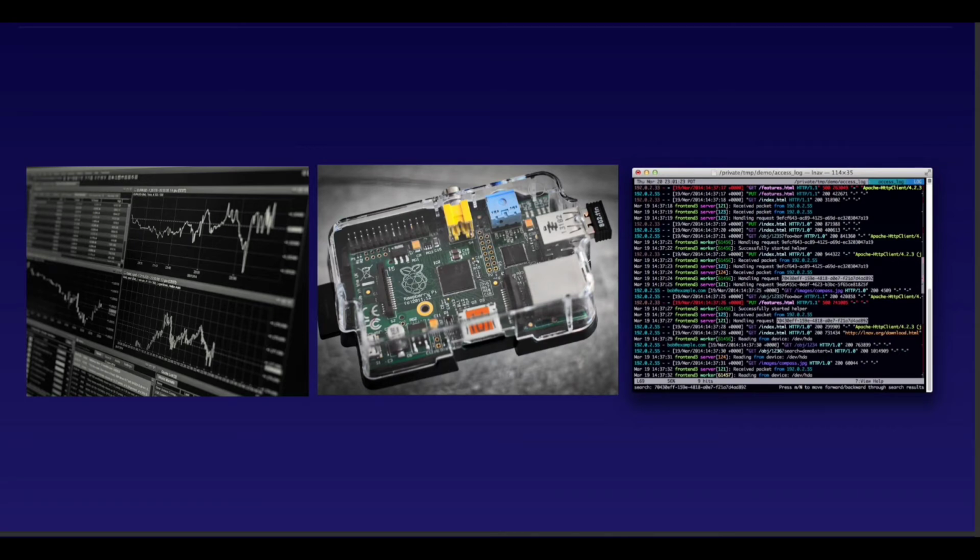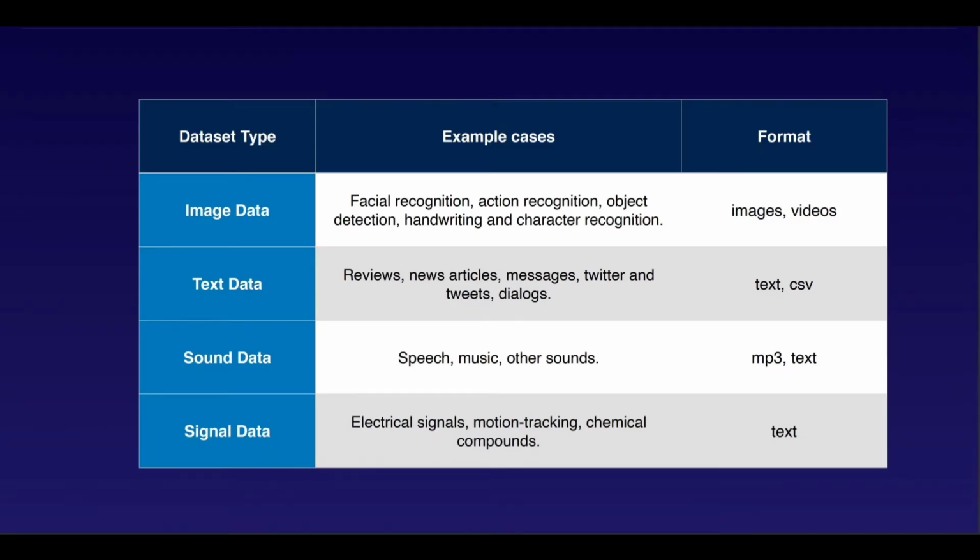So we can consider this time series data. You can also think of time series data like sensors in a Raspberry Pi or IoT devices and things like web traffic or log files. We can use time series data to help identify things like trends and patterns within our data.